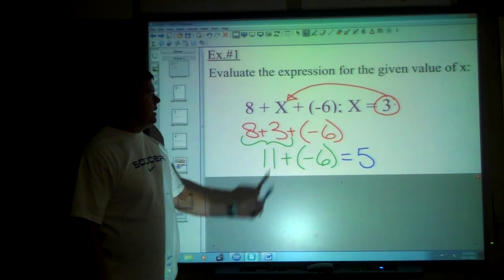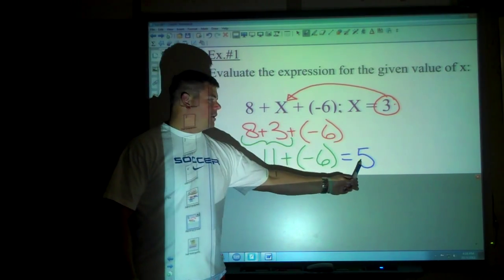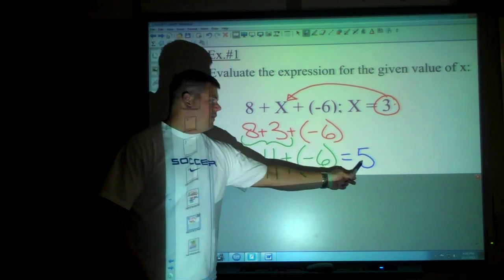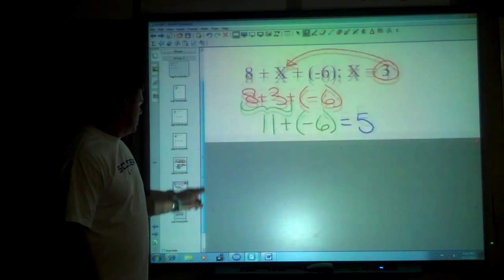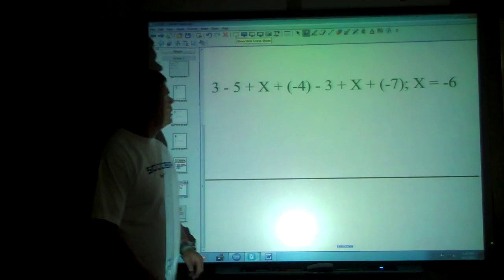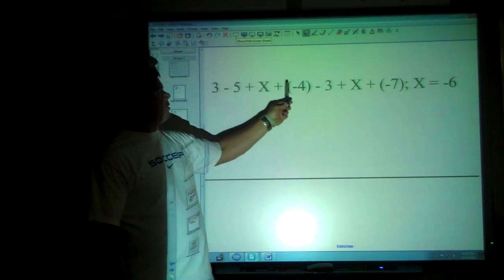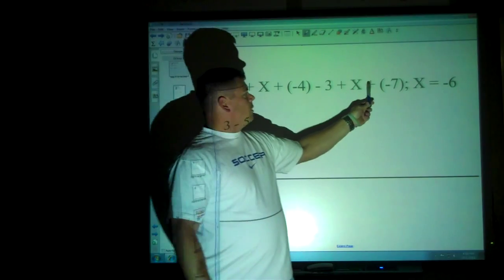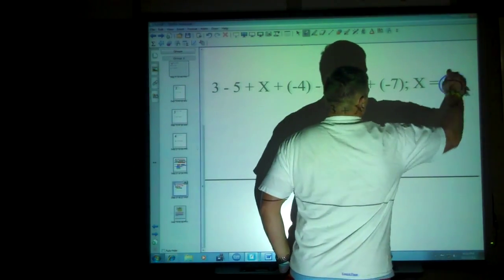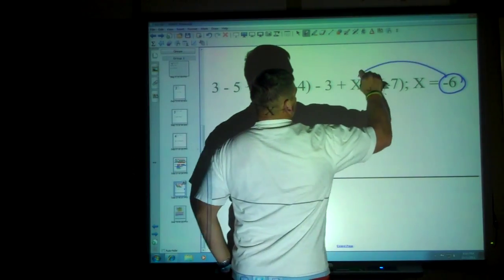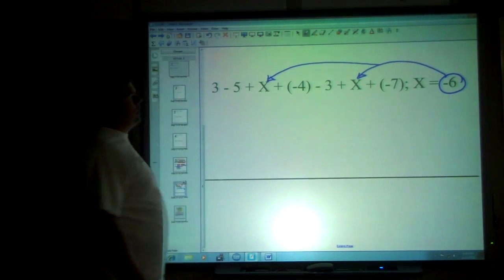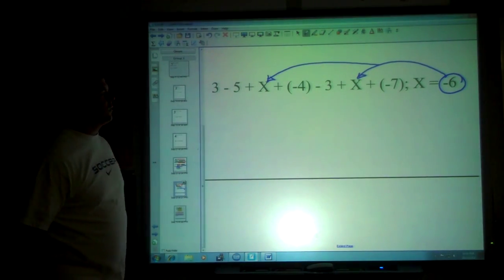So as far as evaluating, if x really is 3, then I would get 5 for this expression. If x changes to something else, then so would the value of my expression. All right, one more. A little bigger now. 3 minus 5 plus x plus negative 4 minus 3 plus x plus negative 7 if x equals negative 6. So I have to put this negative 6 anywhere that I see an x. Can't just put it in for one of the x's. I have to put that in for all of them.